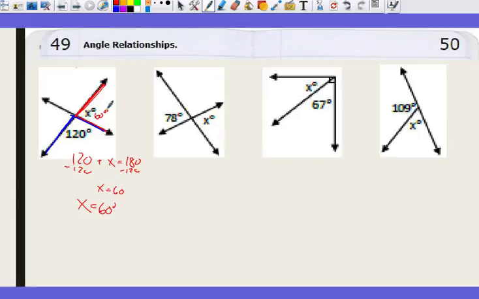Okay, this one. Do this angle here and this angle here share a line? They share a point, or a vertex, and that's called what type of angles? Vertical angles. And vertical angles are what? Look in your notes. So if these two are congruent to each other, x is equal to 78.